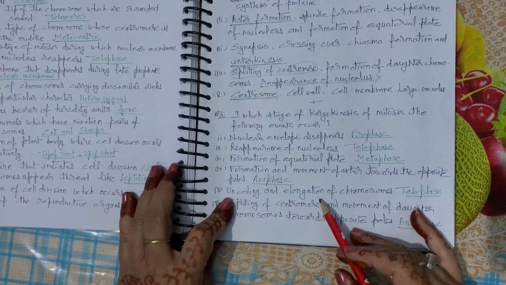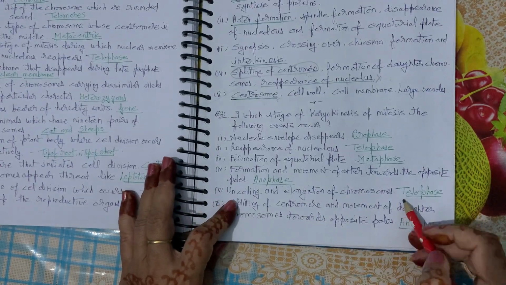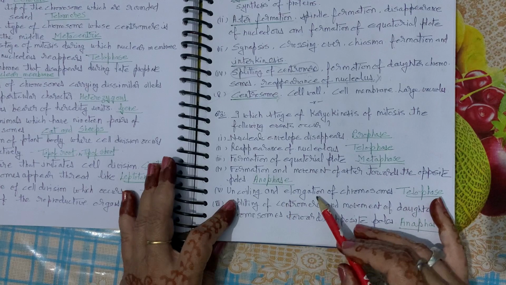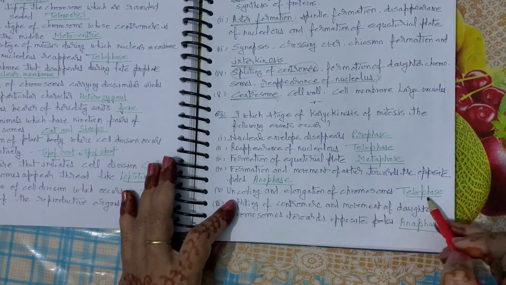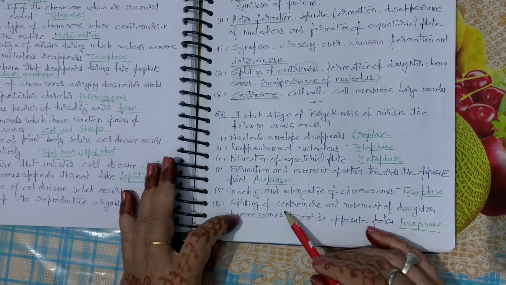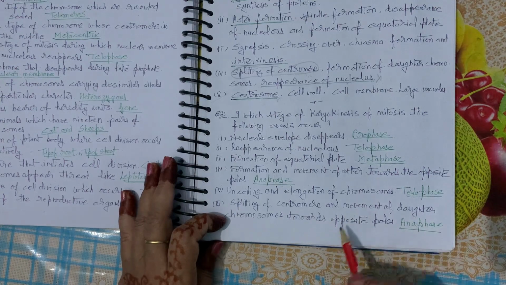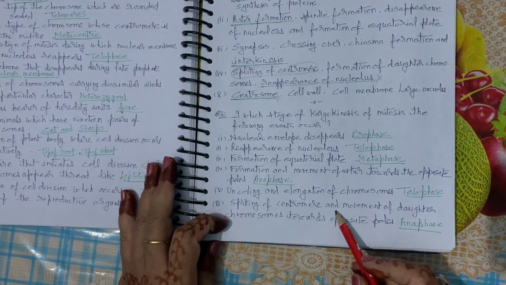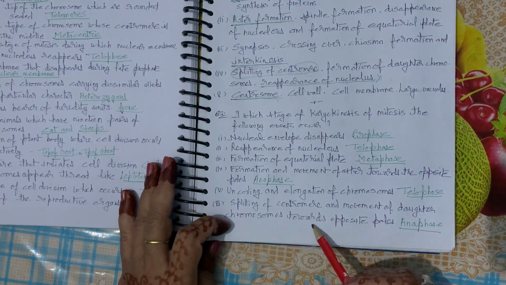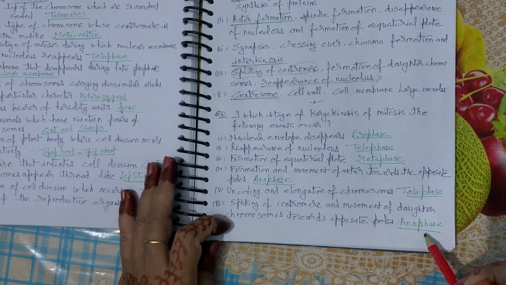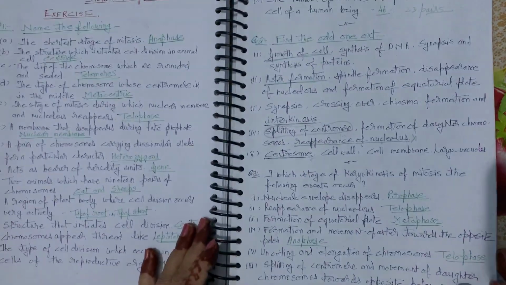Uncoiling and elongation of chromosomes occur in the telophase. Splitting of centromere and movement of daughter chromosomes towards opposite poles, that is in the anaphase.